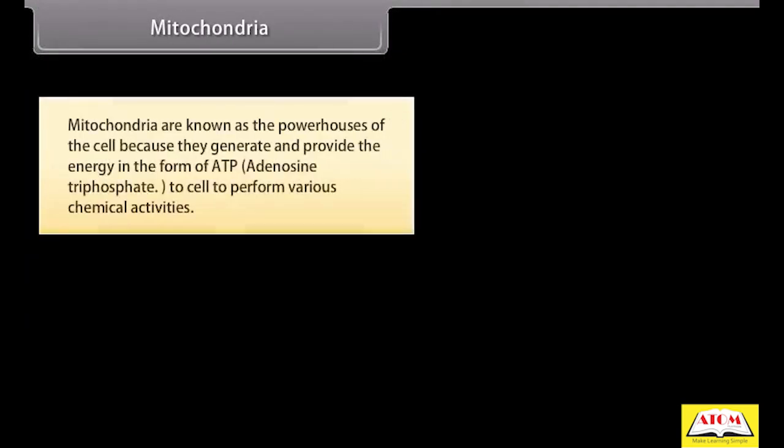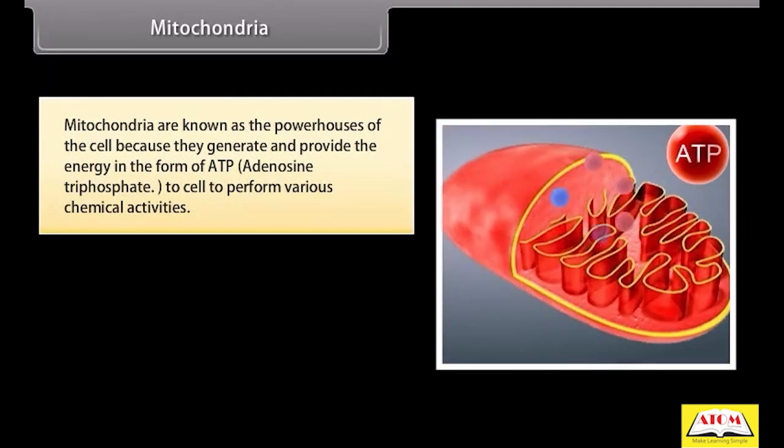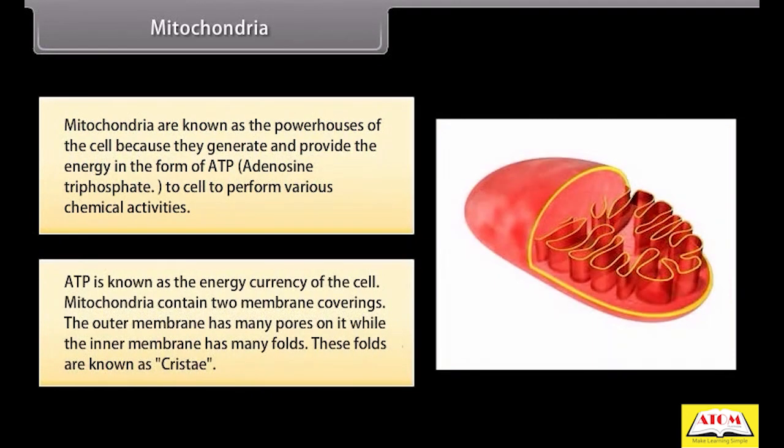Mitochondria. Mitochondria are known as the powerhouses of the cell because they generate and provide energy in the form of ATP, adenosine triphosphate, to the cell to perform various chemical activities. ATP is known as the energy currency of the cell. Mitochondria contain two membrane coverings. The outer membrane has many pores on it, while the inner membrane has many folds. These folds are known as cristae.